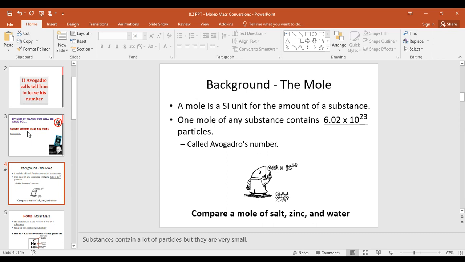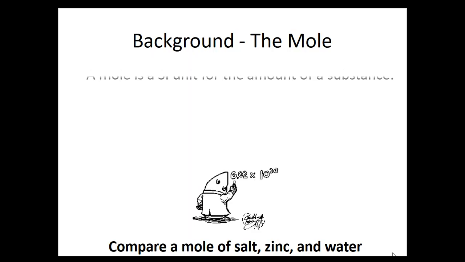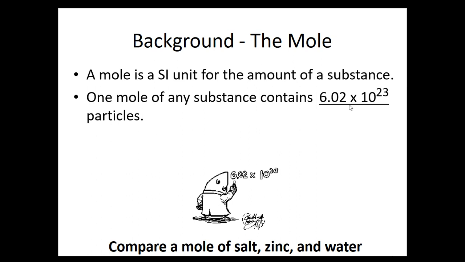Okay, a little background if we haven't talked about it already. A mole is the SI unit for an amount of something. It's like saying a dozen, but instead of the number being 12, it's this number right here: 6.02 times 10 to the 23rd particles or things. We can have atoms, molecules, or formula units depending on what it is. Again, that's in a previous lesson, and this is called Avogadro's number.